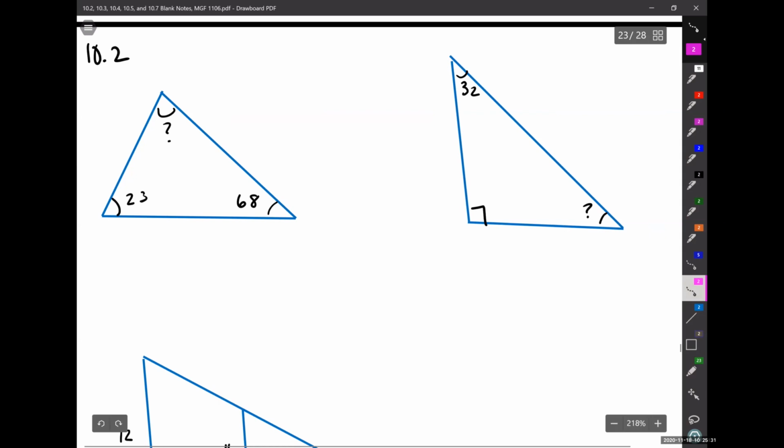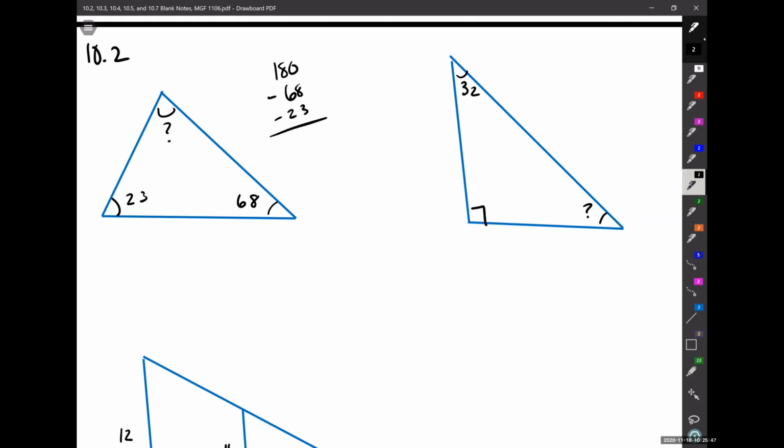So with this first one, I know 23 plus 68 plus the unknown has to be 180. So I know everything except the last one. So I could just set up in my calculator 180 minus 68 minus 23. That has to be the missing piece since they have to all add together to be that. And when you calculate that, I believe we would get 89. And you can always double check your work, add them all together. We should get 180. 23 plus 68 plus 89 is indeed 180. That means that we got our answer correct.